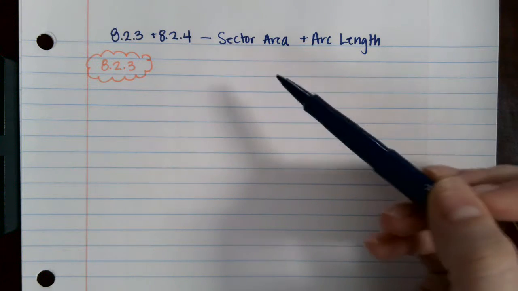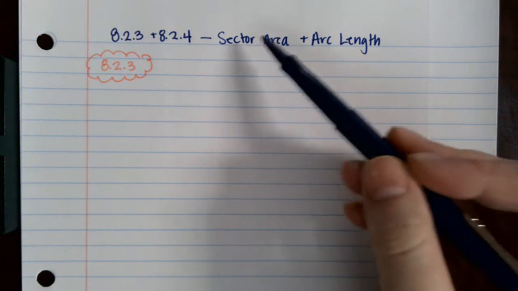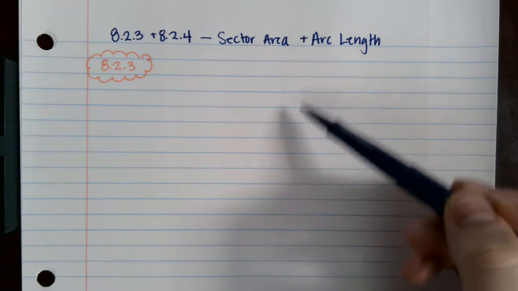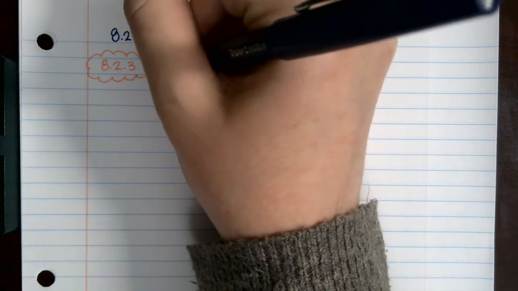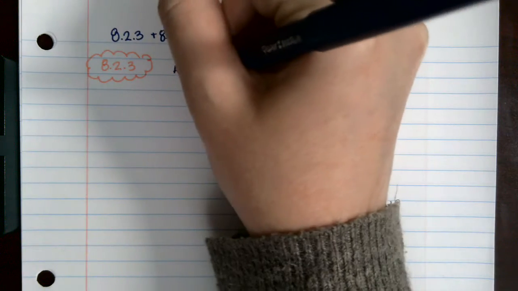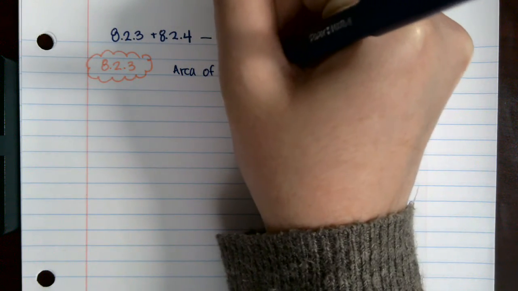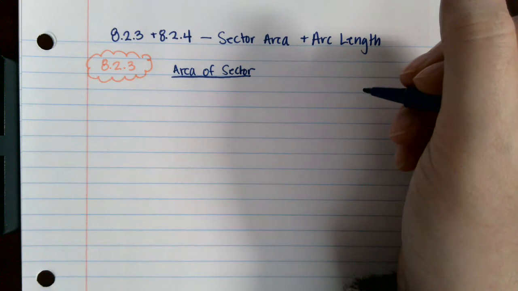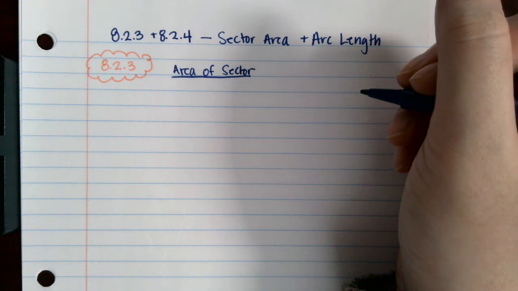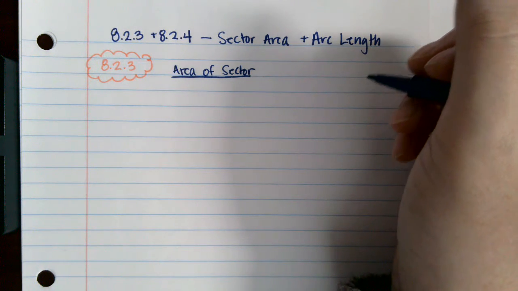So sector area is a piece, like a slice of the pie, and arc length is a chunk of the circumference. So we're going to start with the area of a sector. And to find both of these, we're basically figuring out what portion of the circle we're looking at, and then taking that portion of the entire area.